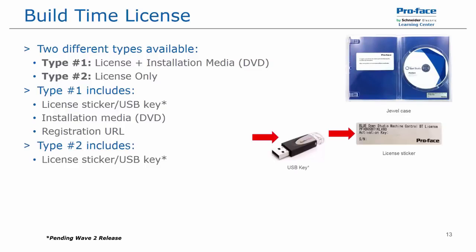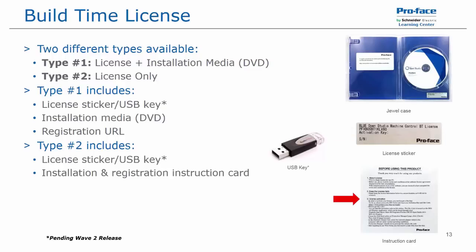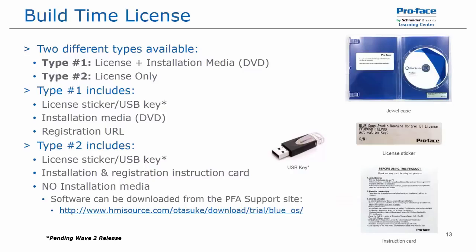And type 2 includes the license sticker and USB key, the installation and registration instruction card. However, no installation media is included, but the software can be downloaded from our support site. There will be an additional charge for both the installation media and USB key. However, that is the only difference between the two types of licenses.